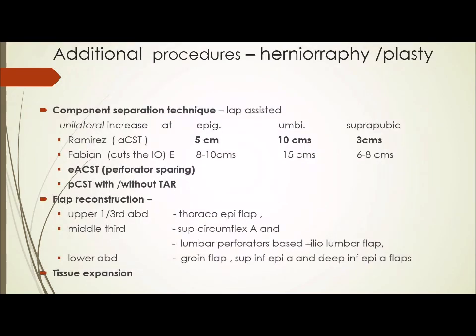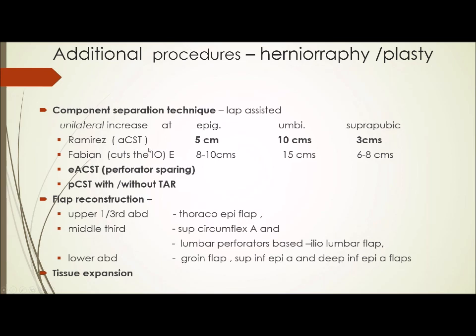Now, regarding the additional procedure, I just told you about component separation technique, but one thing I would like to tell you is that these component separation techniques will give you either 5 centimeters, 10 in the umbilical region, and 3 in the suprapubic region. Why? Because in the suprapubic region, remember the two recti are stitched like this. The more you try to mobilize them, you will not be able to mobilize them too much. So the maximum mobilization is in the umbilicus, less in the epigastrium, and least in the pubic region. So any kind of CST would give rise to this increase in length.